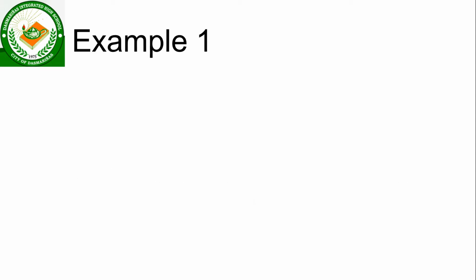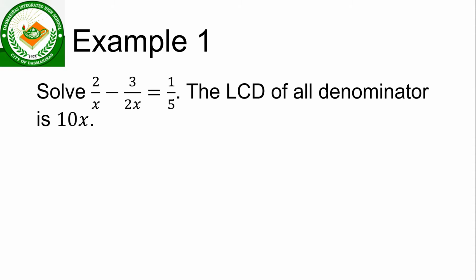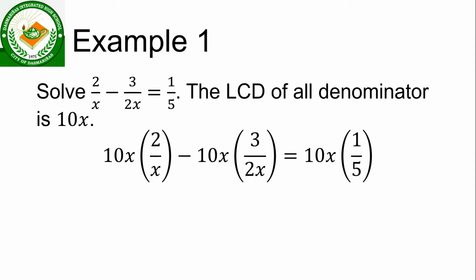Okay? So to give an example, we have here 2 over x minus 3 over 2x is equal to 1 over 5. The LCD of all denominators, or the least common denominator, is 10x. So 10x will be multiplied to 2 over x, 3 over 2x, and 1 over 5. As you can see here, 10x was multiplied to 2 over x. 10x was multiplied to 3 over 2x. Same goes with 1 over 5.